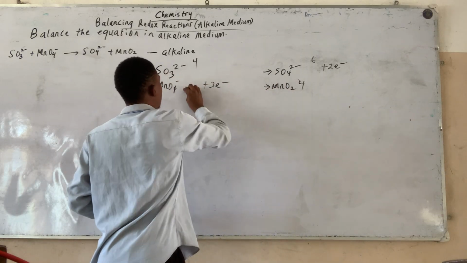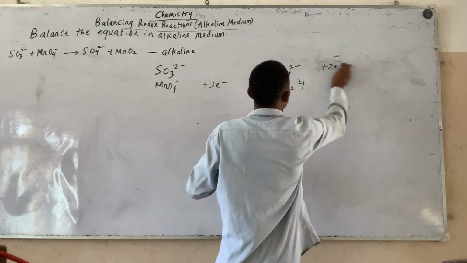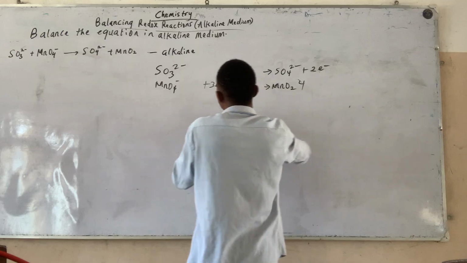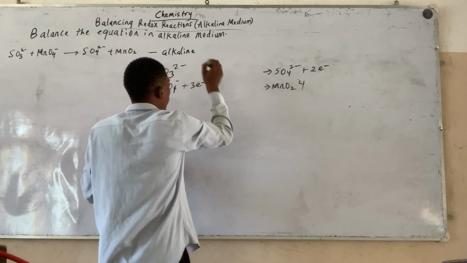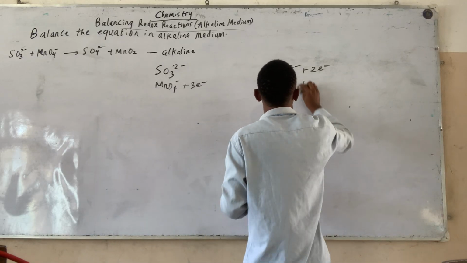So let's wipe this off. So we have plus 2e minus. Okay, let me write this very close to this. Plus 2e minus, then plus 3e minus. Plus 3e minus. Let's wipe this off too.